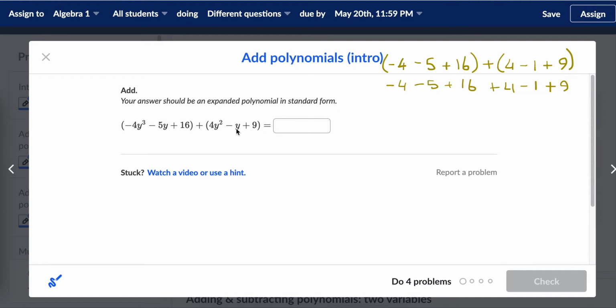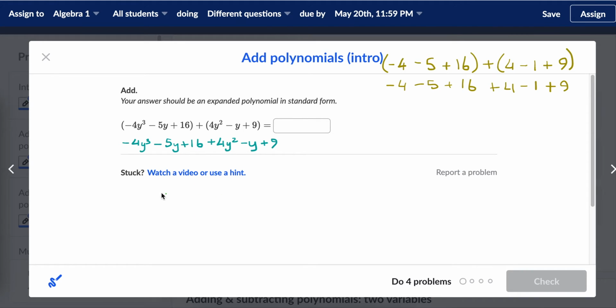Essentially the same thing occurs when we're looking at polynomials. When we're adding polynomials, we don't need to worry about the parentheses. Let's take them out. So we get negative 4y cubed minus 5y plus 16 plus 4y squared, and of course this is plus a negative, so it's just minus y, and this is plus a positive, so this is plus 9.